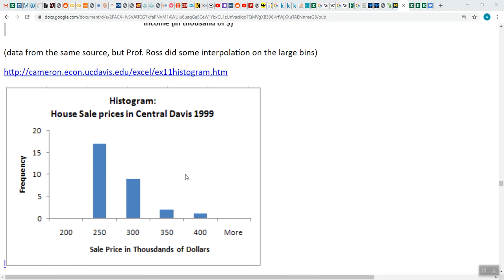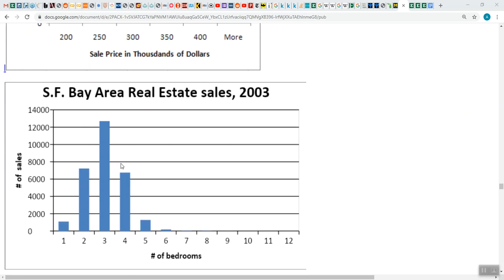I have data on a bunch of other things. Here's house sale prices in Davis, California, which is near Sacramento. That also looks skewed right. Here's number of bedrooms in each house for thousands of houses in the San Francisco Bay Area. It's a little bit skewed right because there are some here at 6 and 7 and 8 bedrooms where you can't go that far down below the mean. But overall it looks fairly symmetric.